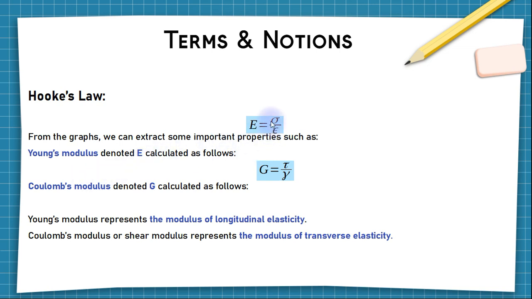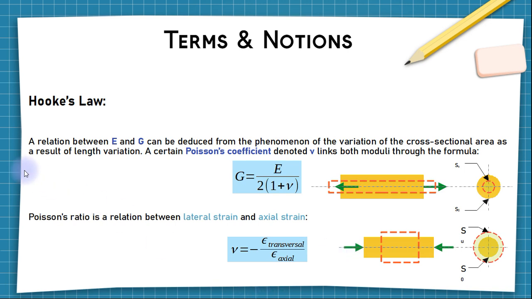And you know, there is another modulus you can extract from the shear forces as well. So, Coulomb's modulus, denoted G, is calculated as follows. It is tau over gamma. So Young's modulus represents the modulus of longitudinal elasticity, whereas Coulomb's modulus or shear modulus represents the modulus of transverse elasticity. So yeah, we'll carry on.